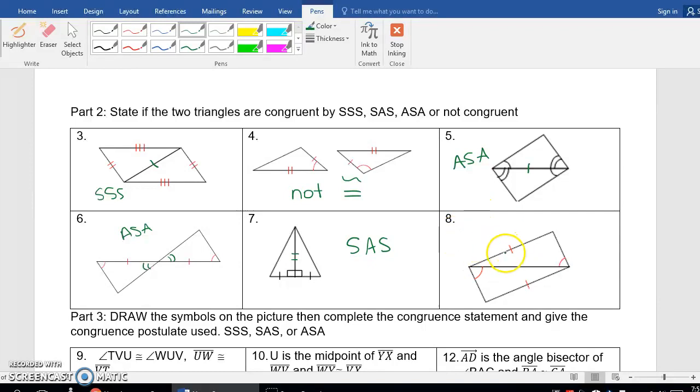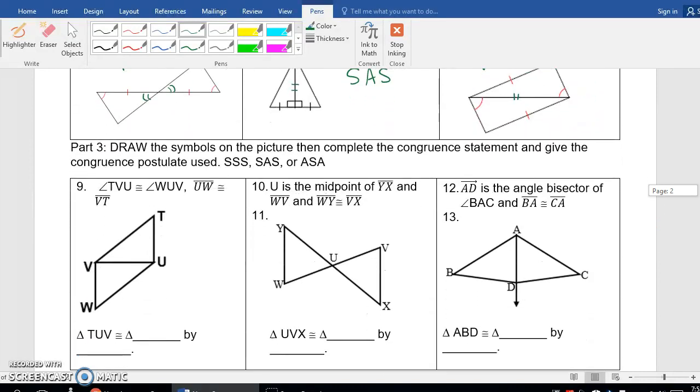And then the last one, number 8, we can see this reflexive property again. And then if you look at this, I've got a side, and an angle. But this angle, in order to be congruent, has to be inside, in between the two pairs of congruent sides, and it's not, therefore it is not congruent.